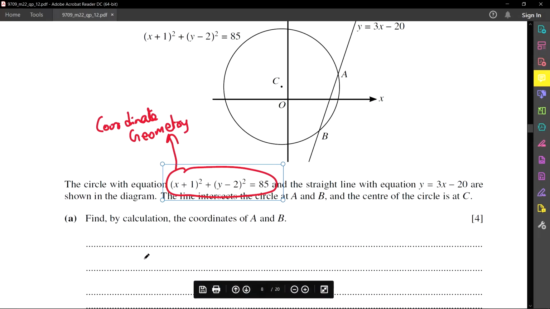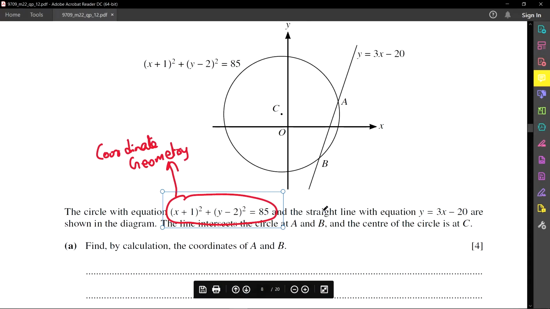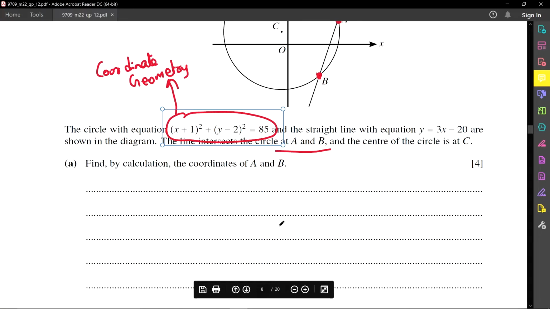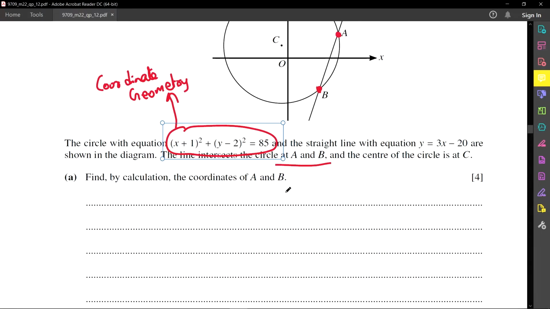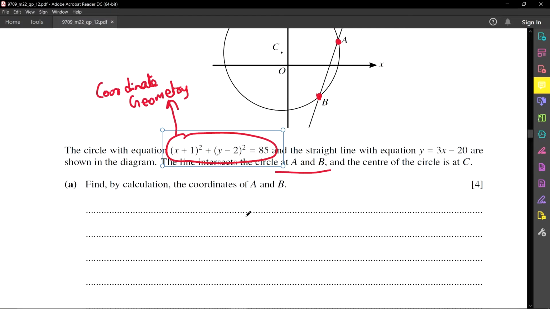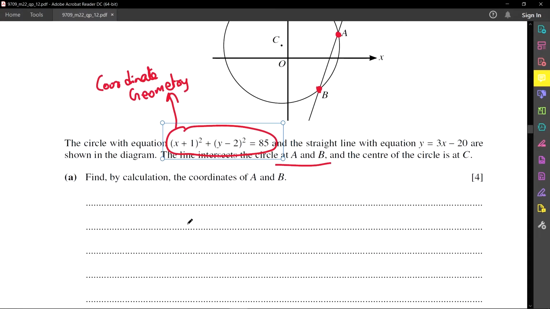So what is this saying? You have a circle, you have a line. The line intersects the circle at A and B. So the intersection is happening at A and B. The center of the circle is at C. Find by calculation the coordinates of A and B. So you have to find the coordinates of A and B. Let's see how we can do that.